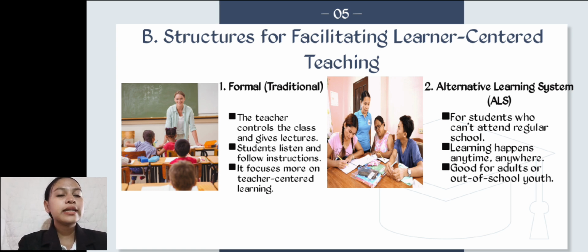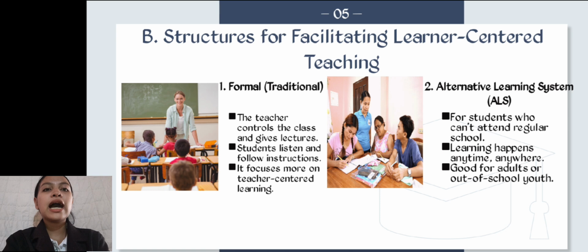So the second one is alternative learning system, or we call ALS. It is for students who cannot attend regular school. Learning happens anytime, anywhere. And last, it's good for adults or out-of-school youth. So the ALS is a flexible program for those who cannot attend regular school, like adults or out-of-school youth. It allows them to study at their own pace, in their own time and place. ALS helps learners complete basic education through other ways outside the classroom.